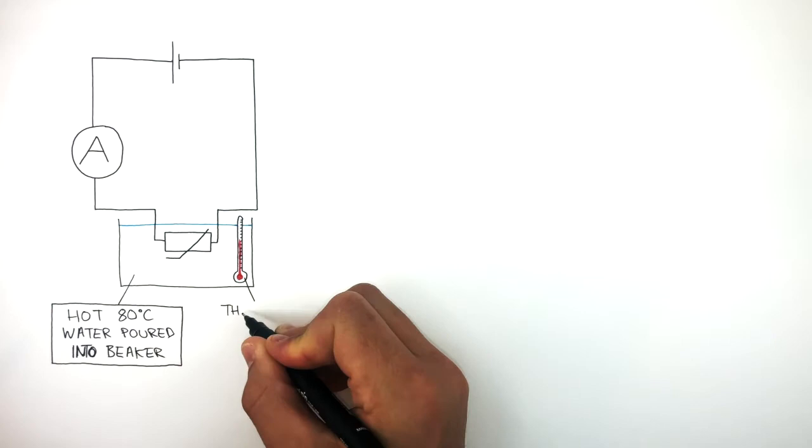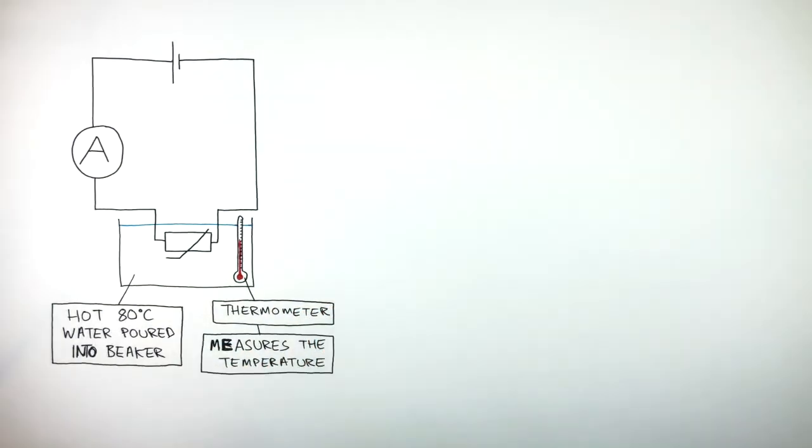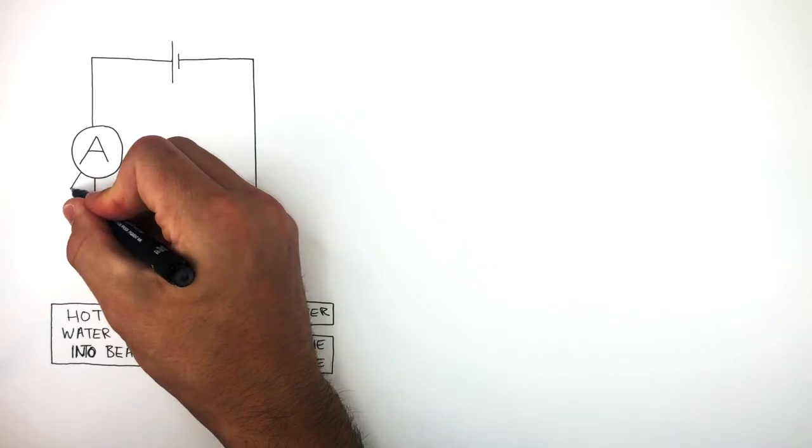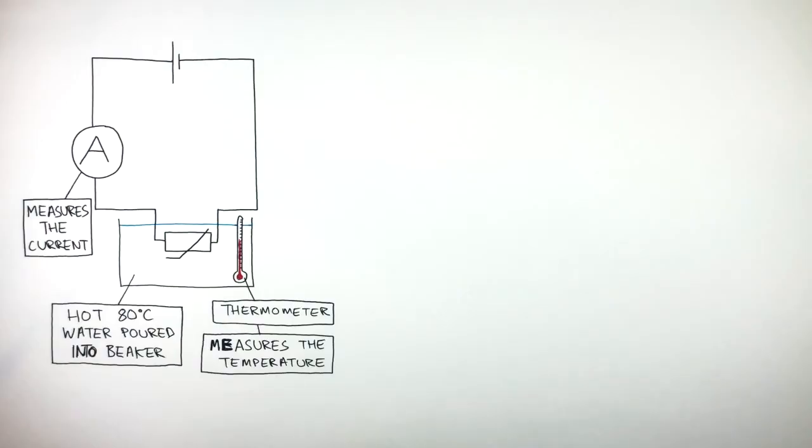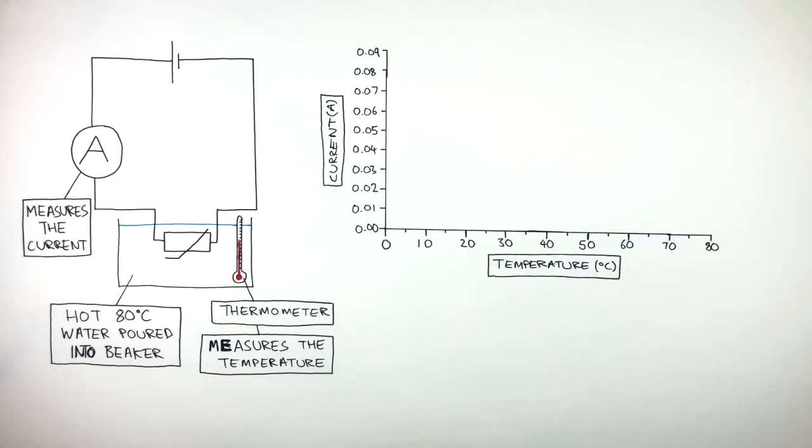The job of this thermometer is it measures the temperature, and the job of this ammeter is it measures the current. So the aim of this experiment is to see how the current changes with the temperature as the 80 degrees water cools. So if we measure the current every 10 degrees Celsius, we can collect our data and then plot the data in a graph like this, where temperature is on the x-axis and current is on the y-axis.